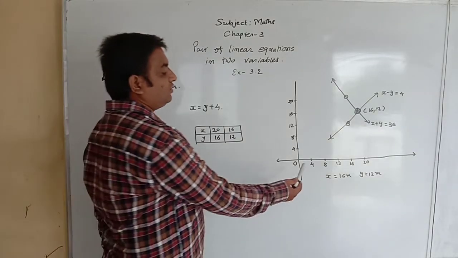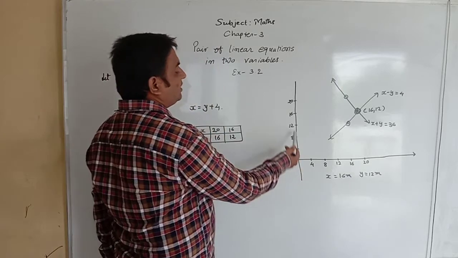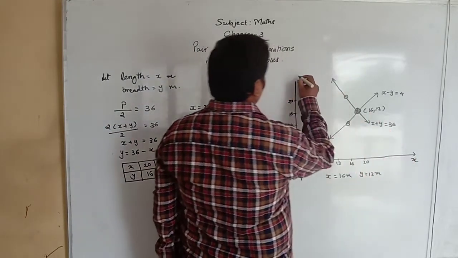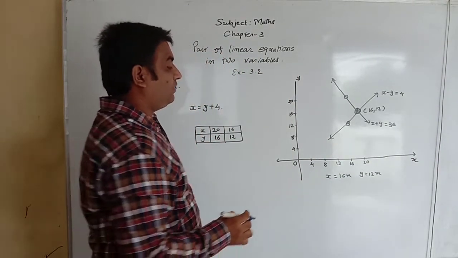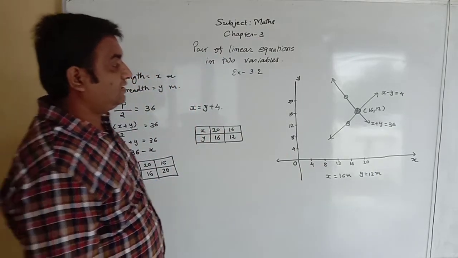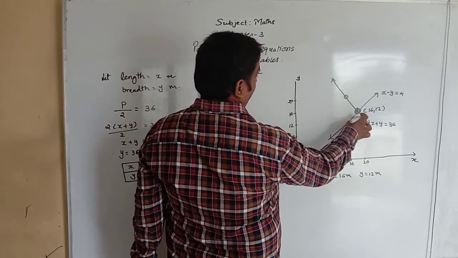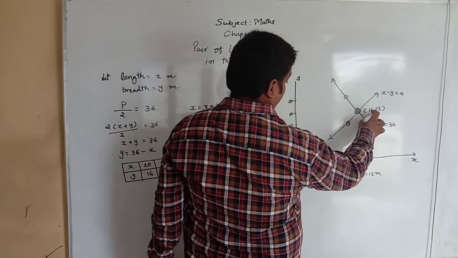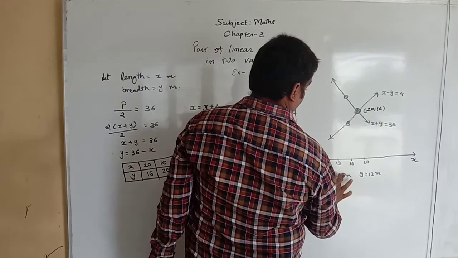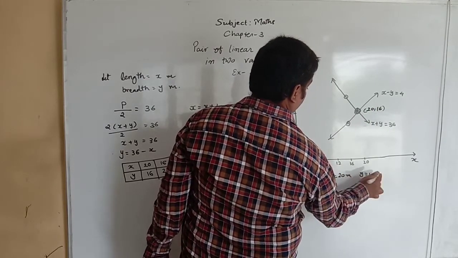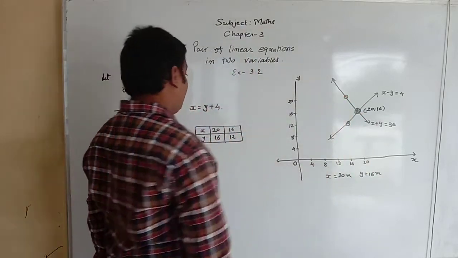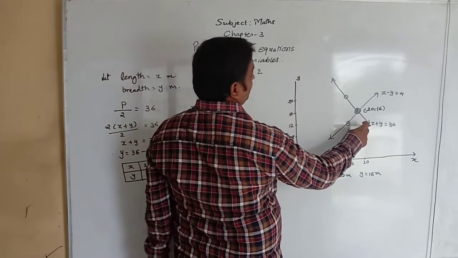And so here we can see the values are in multiples of 4. So on the x-axis 1 unit equals 4 meters we take, and similarly on the y-axis we take 1 unit equals 4 meters. Then it will be 4, 8, 12, 16, 20. Now we plot the point 20, 16, and 16, 20. Then we get the line x plus y equals 36.